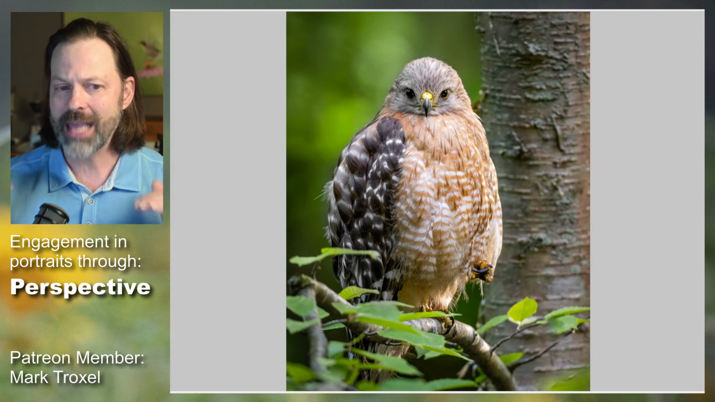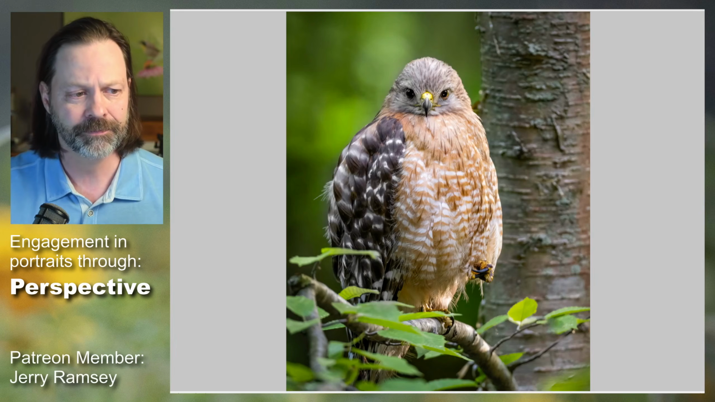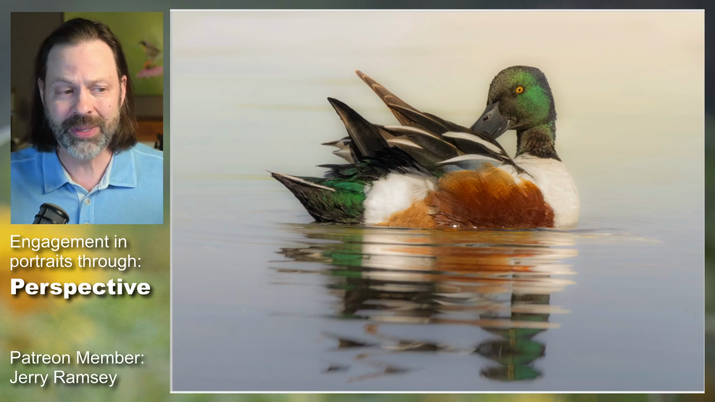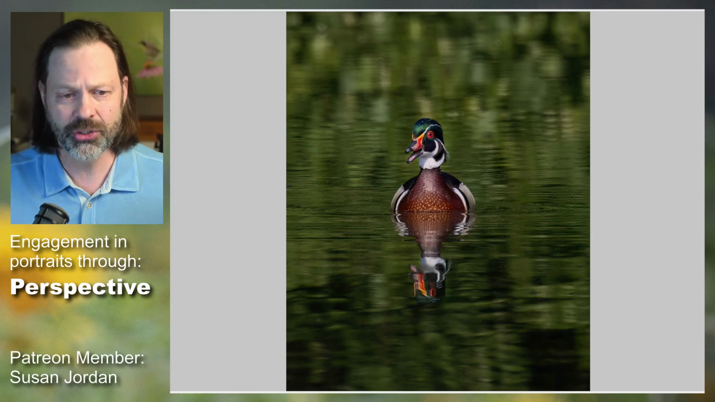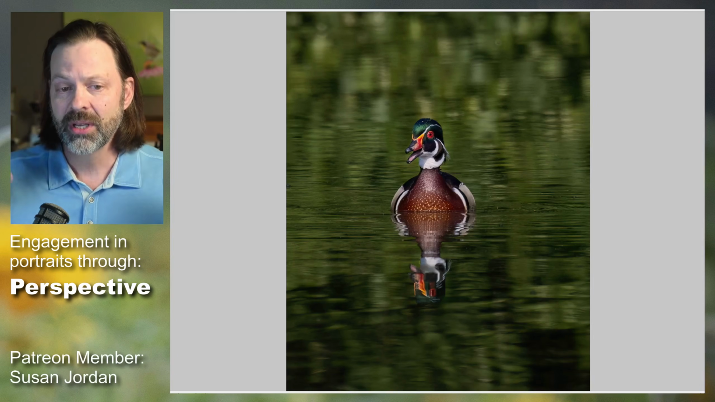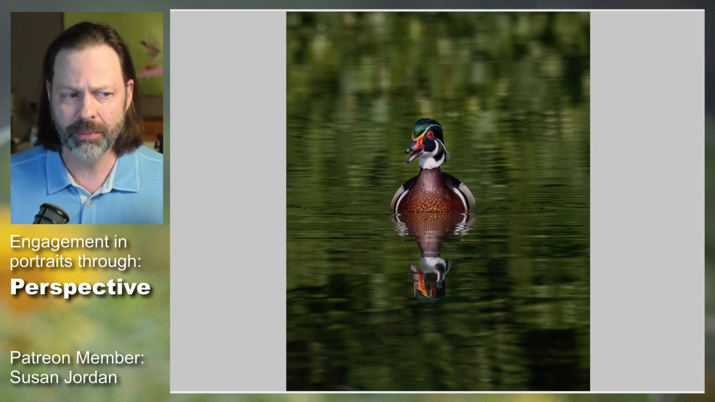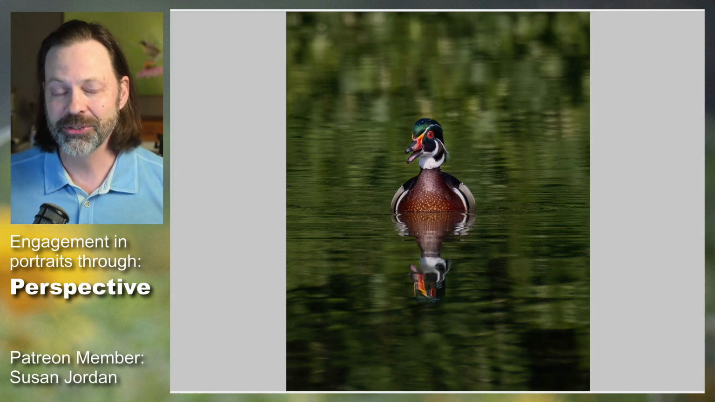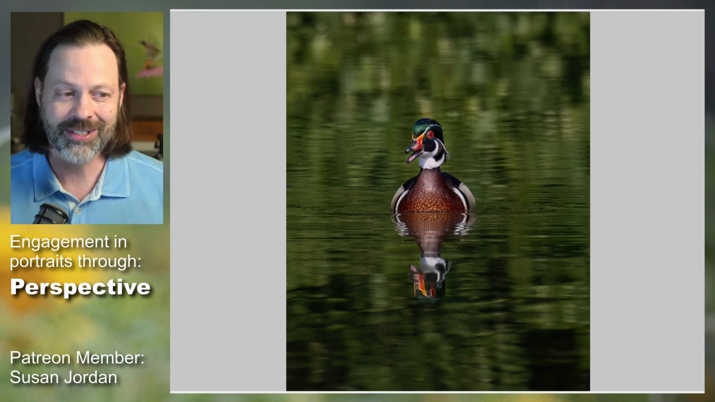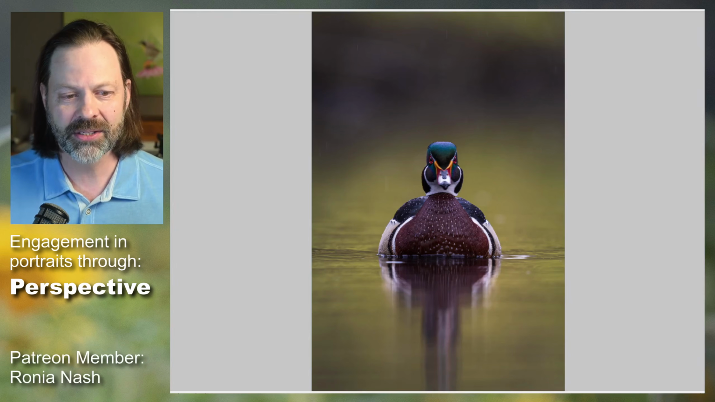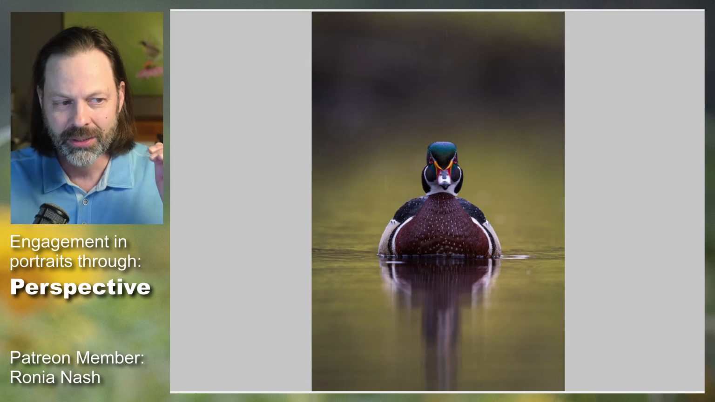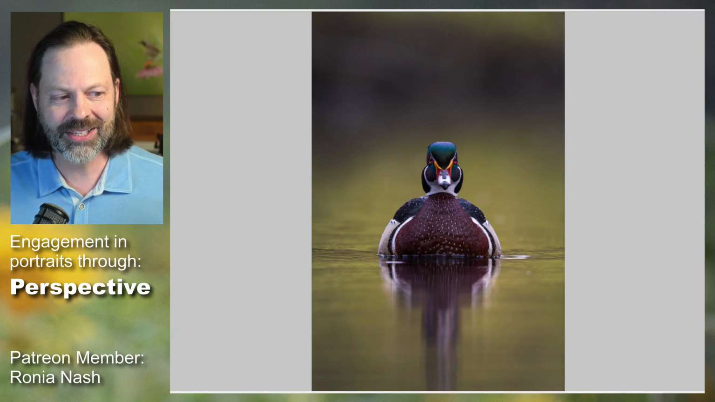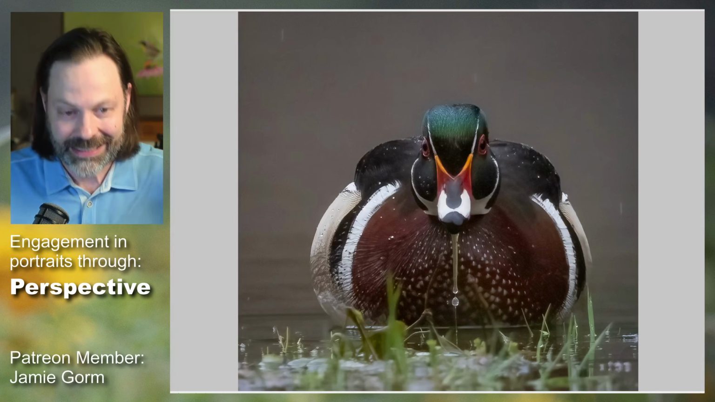We know that being down below, you don't get the same level of engagement. This image by Jerry Ramsey. I'm going to show you some waterfowl here. And as we get into this waterfowl, I want to show you this image by Susan Jordan. And this is a good image. Like the color in this, the perspective is pretty good, but I want to show you a contrast as we move through here, because I had multiple people submit images and they were all the same species. Now, notice the difference as Ronnie Nash gets a little bit lower. I'll compare these two. Which one feels more engaging? And now watch as Jamie Gorm gets even lower.